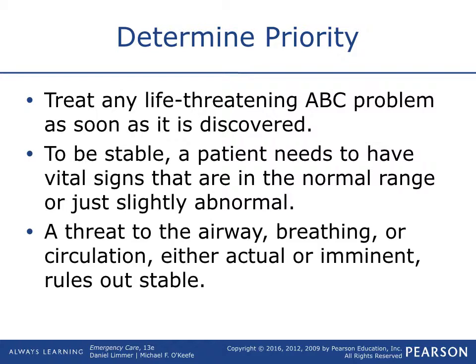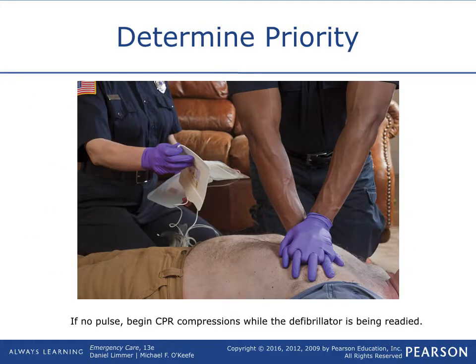To stabilize, a patient needs to have vital signs that are in normal range or just slightly abnormal. So when you do your assessment, you find abnormalities and you stop and you take care of that life threat, if there is one, before you can move on. Control it, get the vitals in normal range, and then continue on with your assessment. A threat to the airway, breathing, or circulation, either actual or imminent, rules out stable. So any threat to the airway, breathing, or circulation, boom, the patient is unstable, get it taken care of. You've got to determine those priorities.